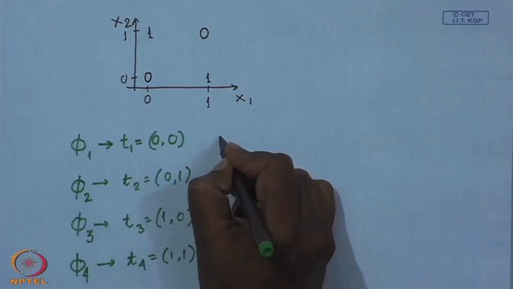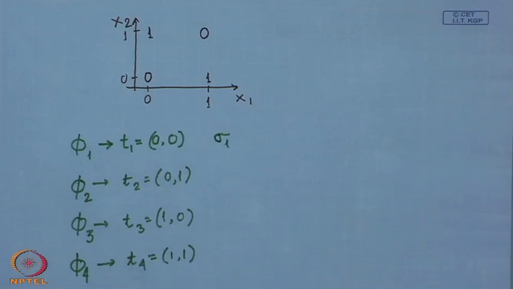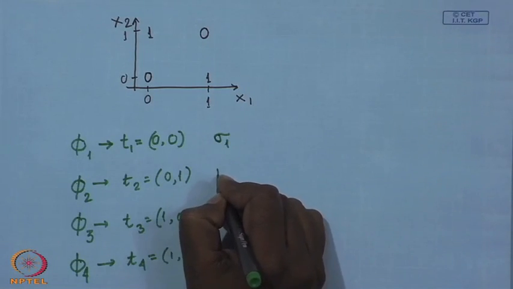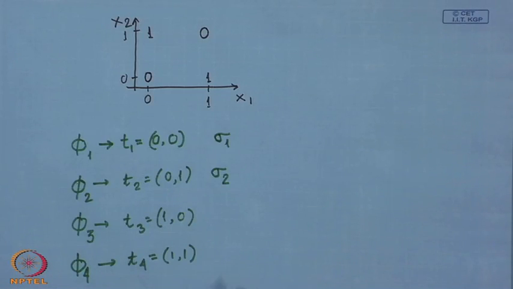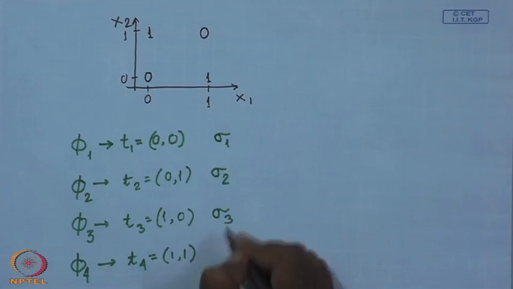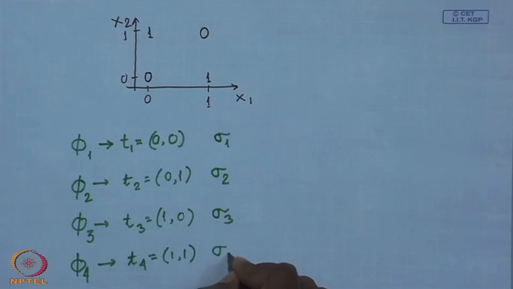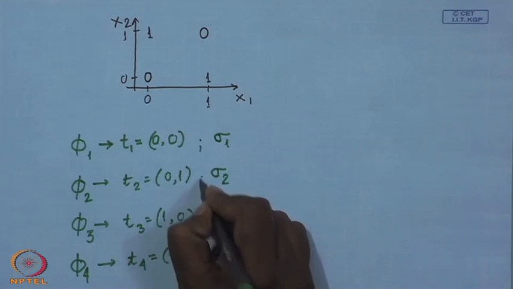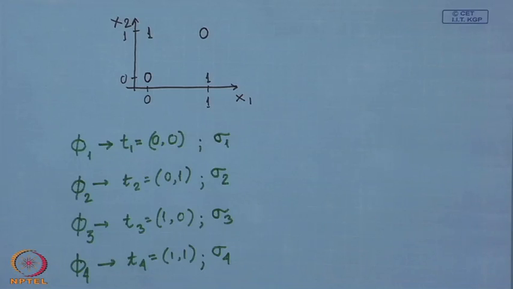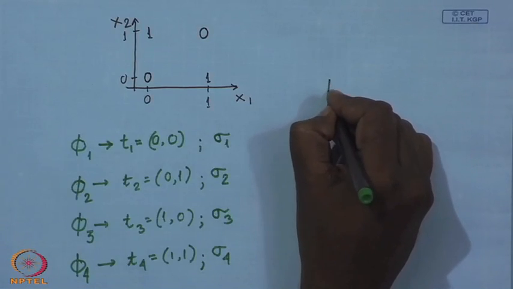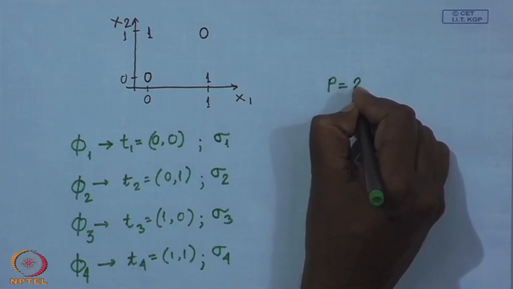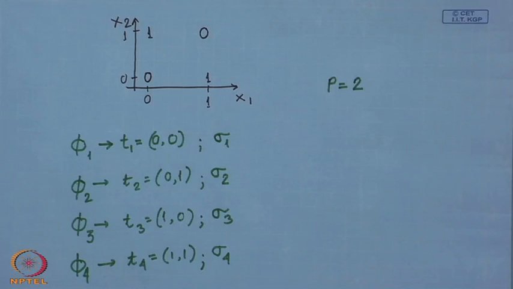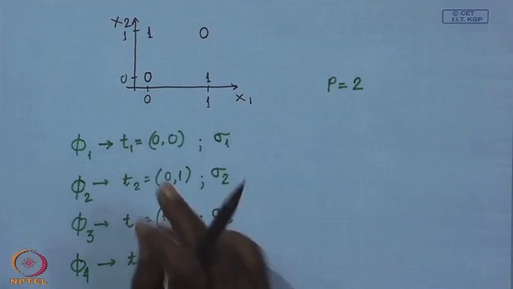Next, I have to choose the spread sigma 1 for the first radial basis function, sigma 2 for the second radial basis function, sigma 3 for the third radial basis function and sigma 4 for the fourth radial basis function. Now, for every receptor, I have to find p number of nearest receptors, and suppose I choose the value of p equal to 2. Now, here you find that for every receptor, there are 3 neighbors.